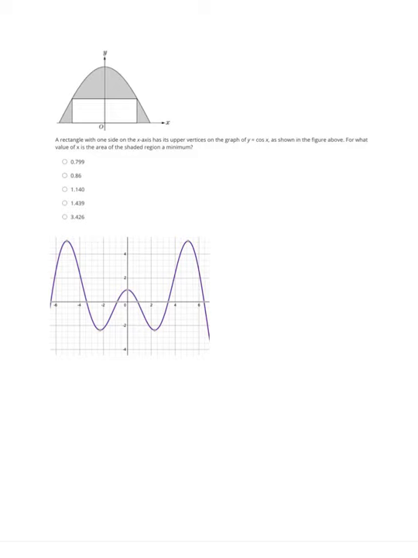And this shaded region, when we have a question like this, we're always thinking, okay, what am I optimizing? Well, I'm optimizing the area of this shaded region, but I don't have a formula for the area of that. However, I know that if the shaded region has its area at a minimum, then the rectangle's area must be at a maximum. So that's what I'm going to think about. Where is the area of this rectangle a maximum? And so then that's a little easier to deal with, right?